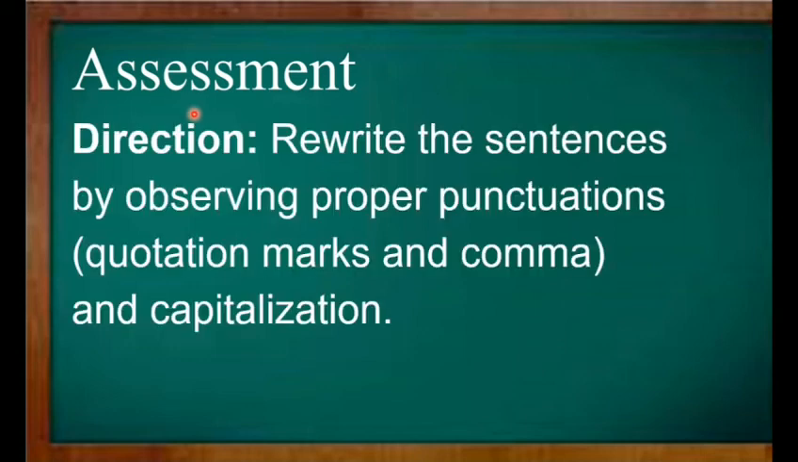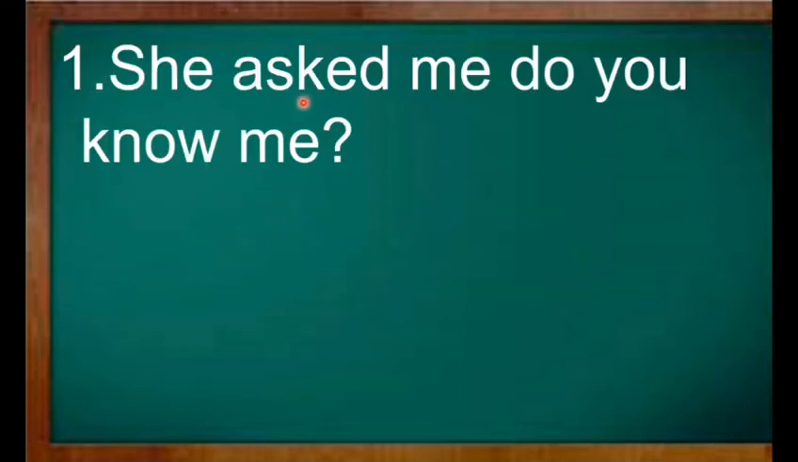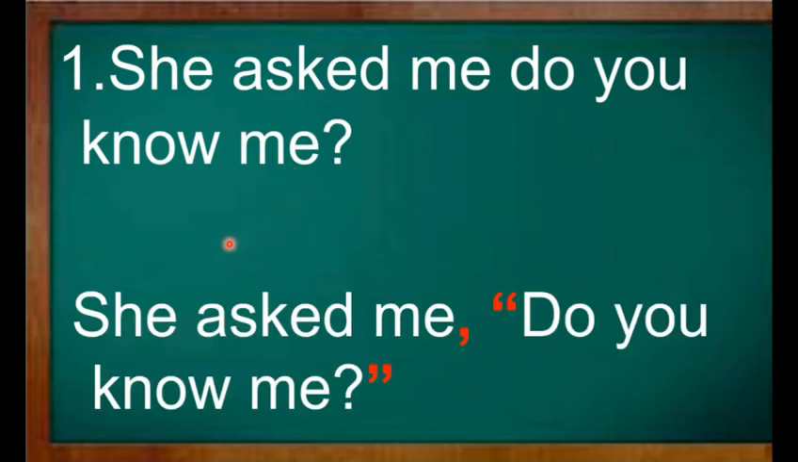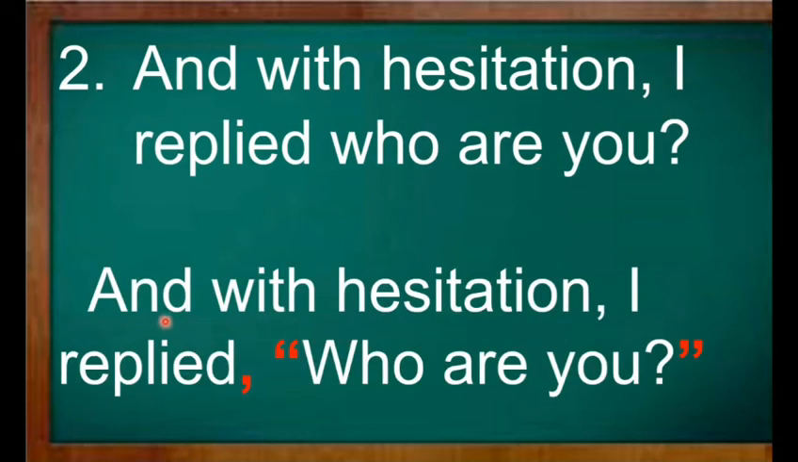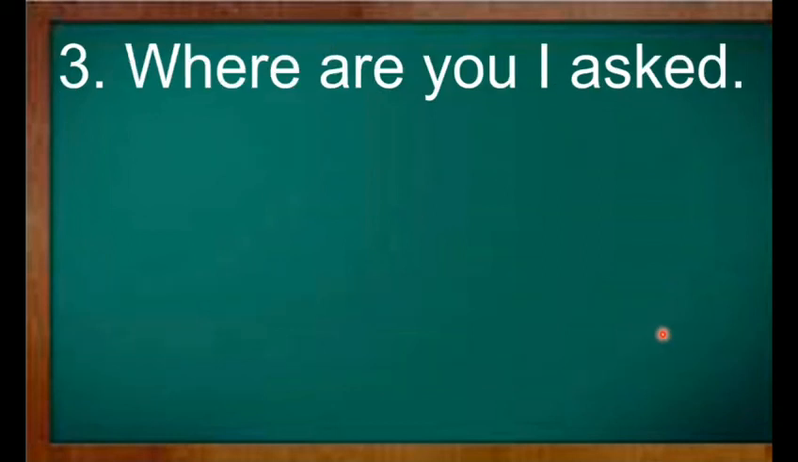Now, under assessment, direction, rewrite the sentences by observing proper punctuations or quotation marks and comma and capitalization. Number 1. She asked me, do you know me? Now, here is the suggested answer. She asked me, comma, and then quotation mark here, do you know me? Question mark, and then close quotation mark. Number 2. And with hesitation, I replied, "Who are you?" Okay, now the answer should be like this. After replied, we have comma here, and then the word who should be written, the W should be written in capital letter, and it begins with a quotation mark here, and ends with a question mark here, and close quotation mark here.